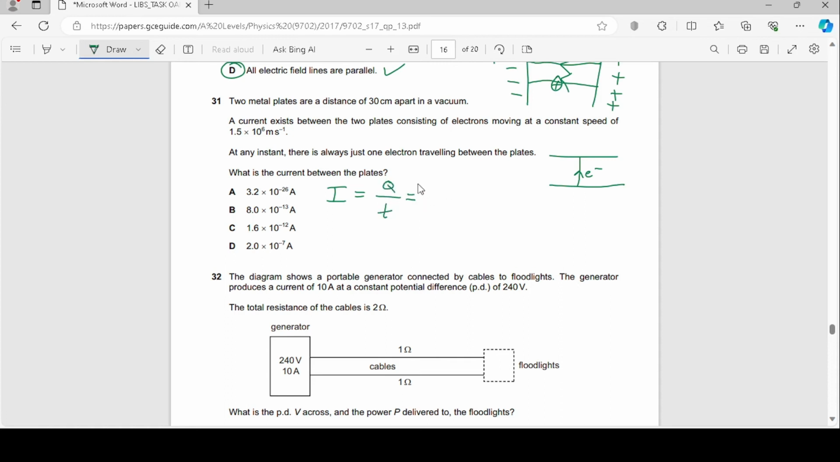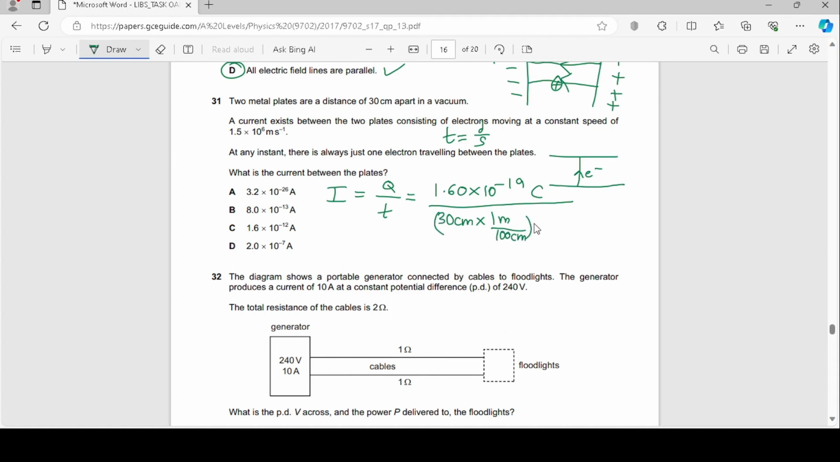And then for an electron, the charge of an electron is 1.60 × 10^-19 coulombs, right? And then the time, we know that t is basically equal to d over s in simple terms, so it's the distance divided by the speed. So we can take the distance, which is 30 centimeters, and convert that to meters. So 1 meter has 100 centimeters.